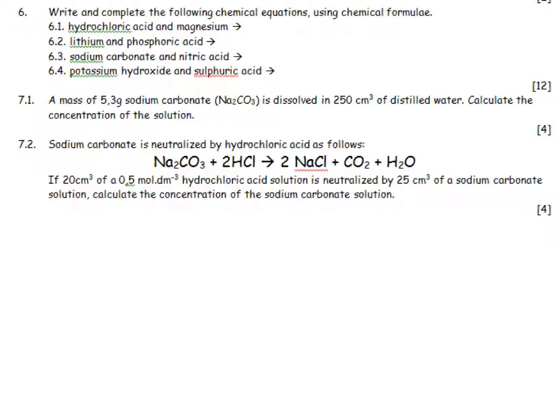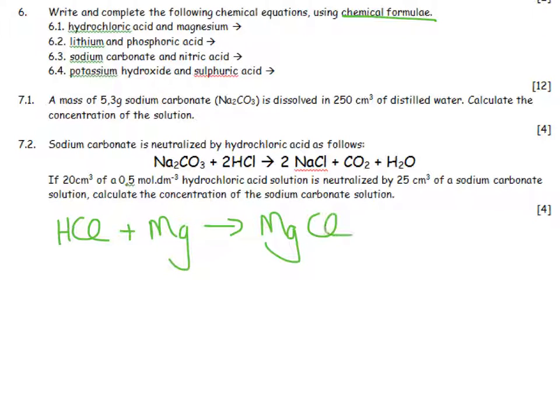Now we've got to complete these reactions using chemical formulae. So it's hydrochloric acid plus magnesium. It's a metal plus an acid, which will give you a salt plus hydrogen. Now your salt you actually need to work out. So you're going to say magnesium has a valency of 2, chlorine has a valency of 1, hold hands, and then you get MgCl2. Then you still need to balance that by putting a balancing number in.